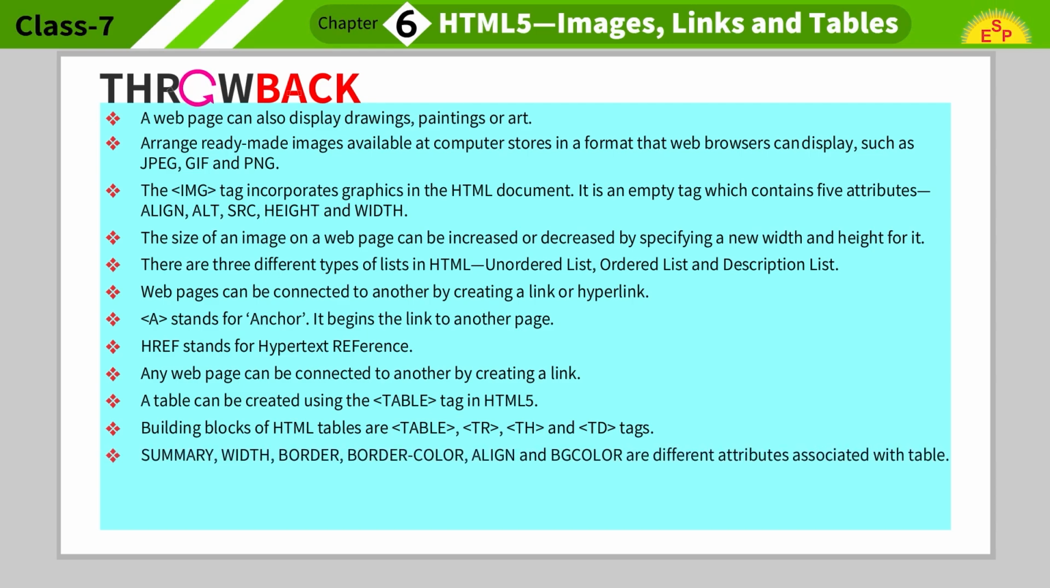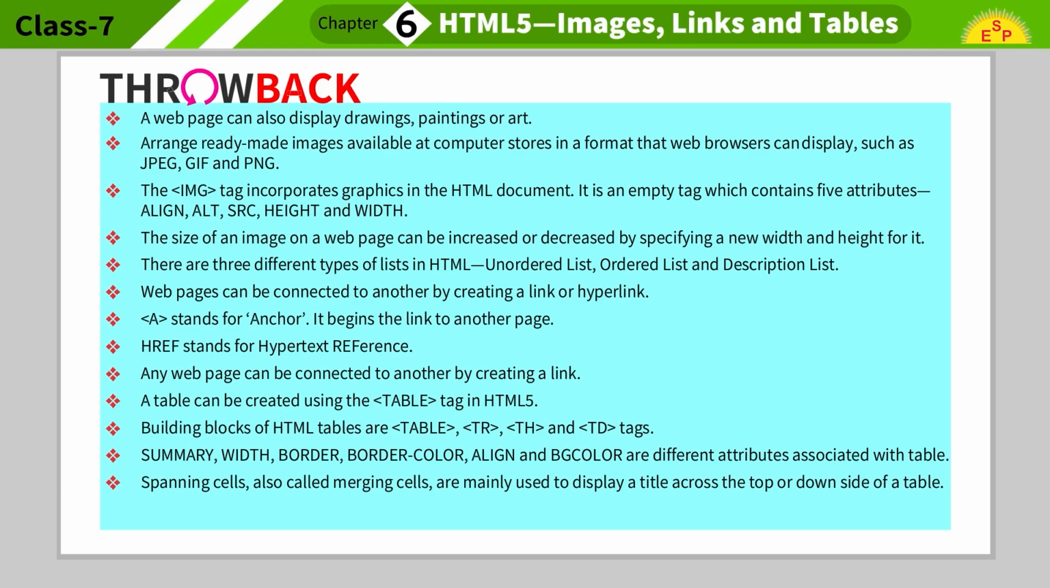Summary: width, border, color, align and bgcolor are different attributes associated with the table. Spanning cells, also called merging cells, are mainly used to display a title across the top or down the side of a table. We can add padding to add space between the border and the contents of a cell.